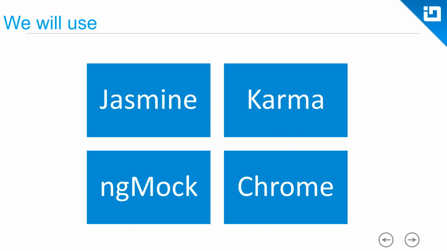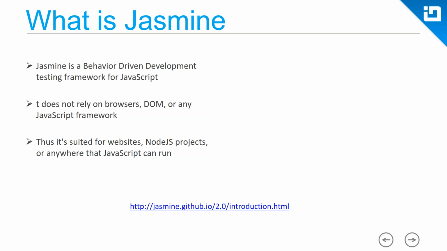Now let us see what we are going to use today. We are going to use Jasmine, Karma, ngMock, and the Chrome browser. ngMock is an AngularJS library given to us to write unit tests for AngularJS applications. Jasmine is a JavaScript testing framework, and Karma is a test runner given to us by the Angular team. So these four components I'm going to use.